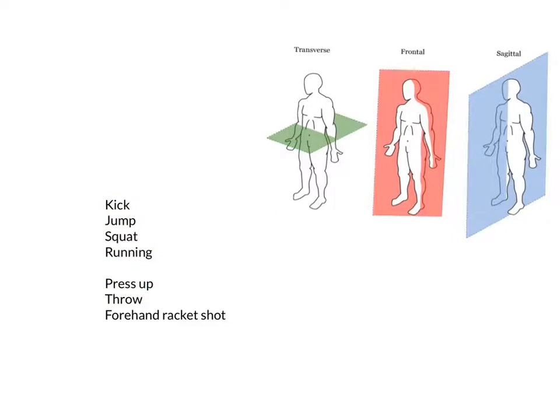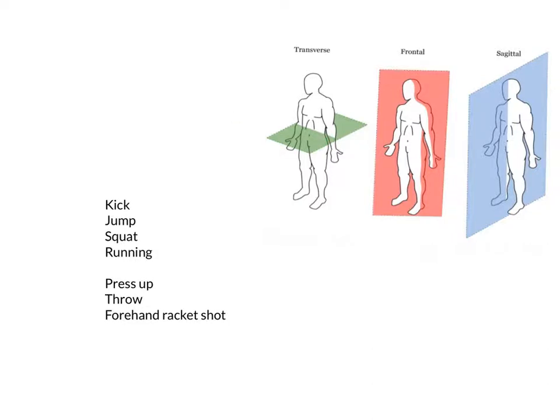So the only one we've got to talk about is this forehand racket shot. So if you imagine yourself with your racket in your right hand, and we are swinging our arm back and twisting, and we are pulling our arm through to strike that ball. So it's working in the transverse plane. Our legs stay relatively still. We take our arm back, we whip it forward to hit that ball.